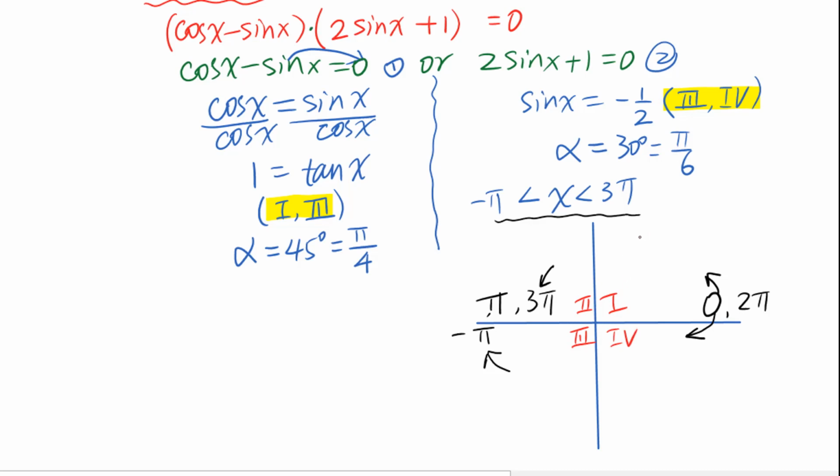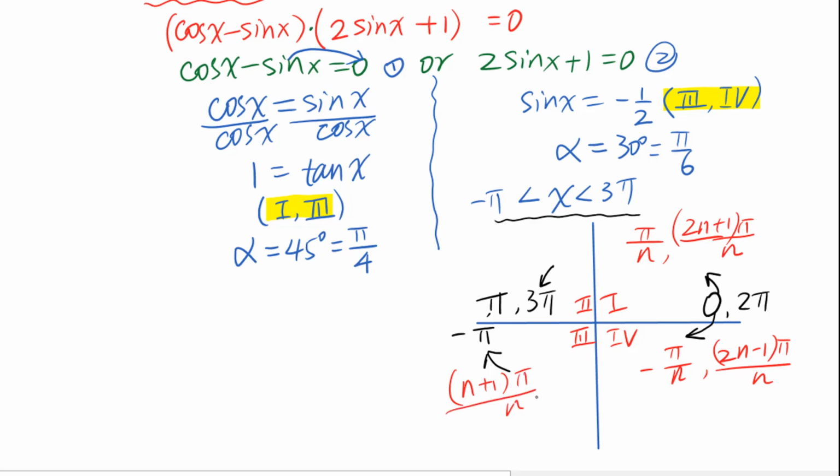For the first quadrant, we have pi over n and 2n plus 1 pi over n. For the fourth quadrant, we have negative pi over n and 2n minus 1 pi over n. For the third quadrant, you have n plus 1 pi over n and a negative n plus 1 pi over n.